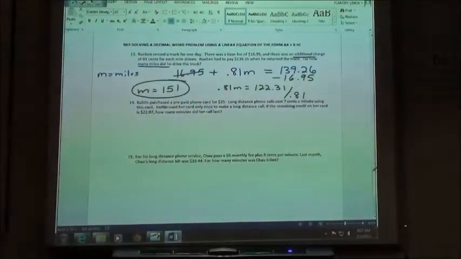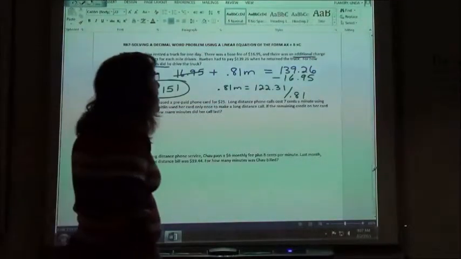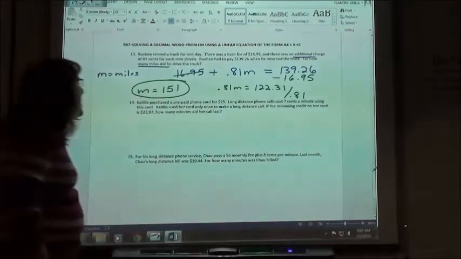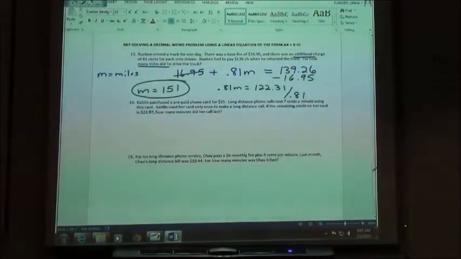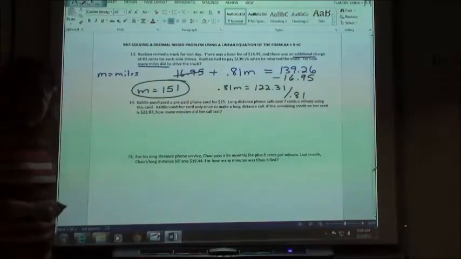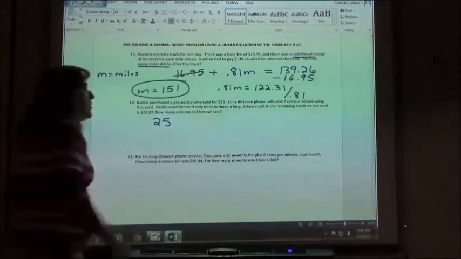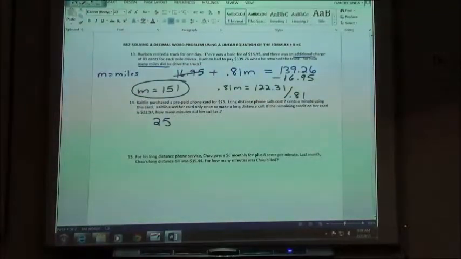Number 14 says, Caitlin purchased a prepaid phone card for $25. Long distance phone calls cost 7 cents a minute using this card. Caitlin used her card only once to make long distance calls. If the remaining credit on her card was $22.97, how many minutes did her call last? So she started out with her phone card, and on her phone card she had how much money? $25. She is going to use her phone card, so what's going to happen with the money on her phone card? She's going to use it up, so we're going to subtract money off of it, right?